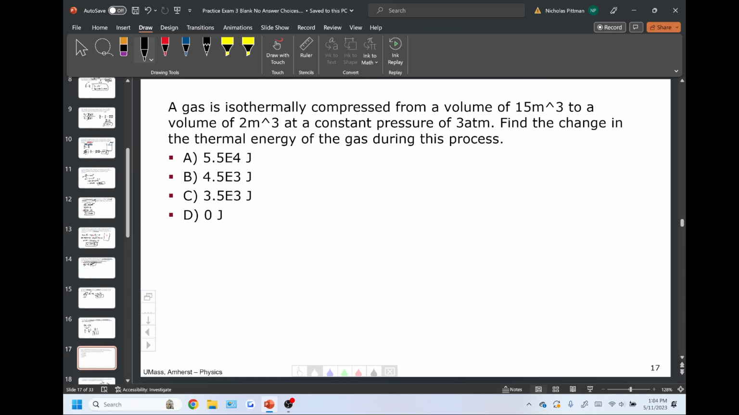Okay, some key words here. Isothermal, well actually I suppose let's just read the question. Find the change in thermal energy of the gas during the process. So we have two kind of weird conflicting things, constant pressure and constant temperature. I actually don't even know if this question is possible, so I'm probably going to have to tweak it a little bit.